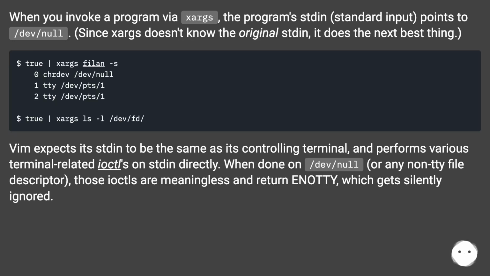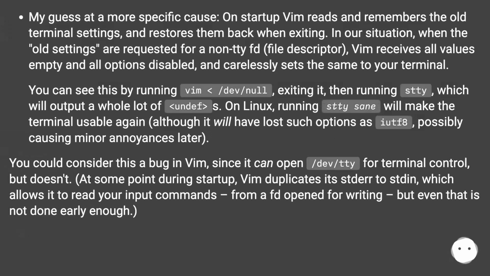When done on /dev/null or any non-tty file descriptor, those ioctls are meaningless and return an error, which gets silently ignored. My guess at a more specific cause: on startup Vim reads and remembers the old terminal settings, and restores them when exiting. In our situation, when the old settings are requested for a non-tty file descriptor, Vim receives all values empty and all options disabled, and carelessly sets the same on your terminal.